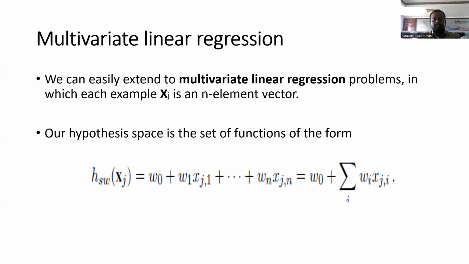So here our hypothesis space is the set of functions of the form h_w(xj) equal to W0 plus W1 xj,1 plus W2 xj,2 etc. up to Wn xj,n. So here we have W0 separately, and the rest of the coefficients and input values are available, like W1 xj,1, W2 xj,2. There we have to take a summation of these products, so that we can write it shortly as W0 plus summation of i equal to 1 to n, Wi xj,i.